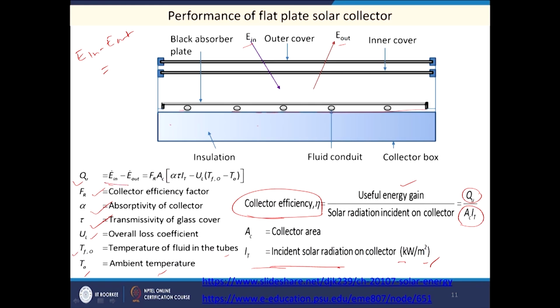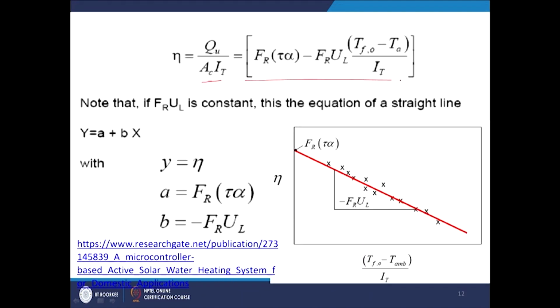Q U is also this one, F A F R, that is equal to collector efficiency into A C into alpha tau I T minus U L into T F O minus T A. So, this is the expression for Q U. If we put this expression in place of Q U, the efficiency will be like this: efficiency is equal to Q U by A C I T, equal to F R tau alpha minus F R U L into T F O minus T A by I T. So, now this is a y equal to m x plus c type of expression, y equal to a plus b x type of expression.